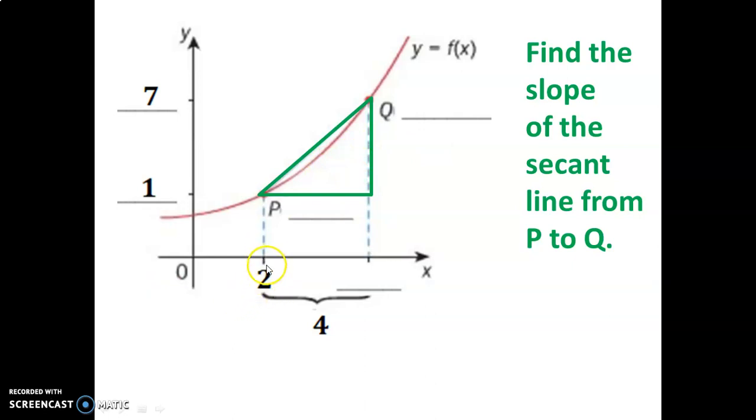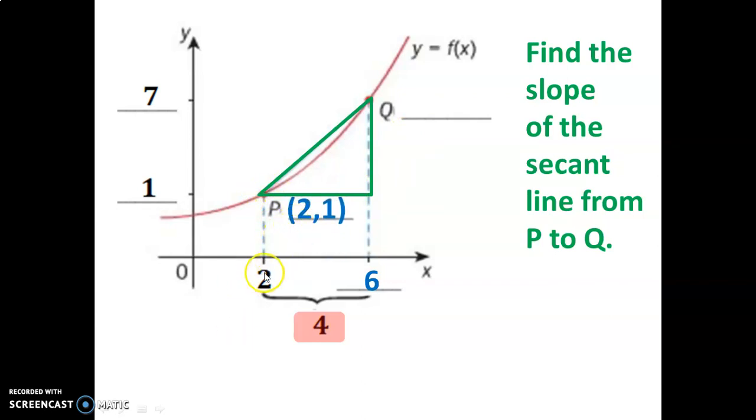First of all, we know this x value is 2. We know there's a distance of 4 here. So what's this x value? Well, I hope you're thinking clearly that must be 6 because it goes up by 4. Okay, now that we know this location, we can label our 2 coordinates. Let's start with coordinate P. What is the location of point P?